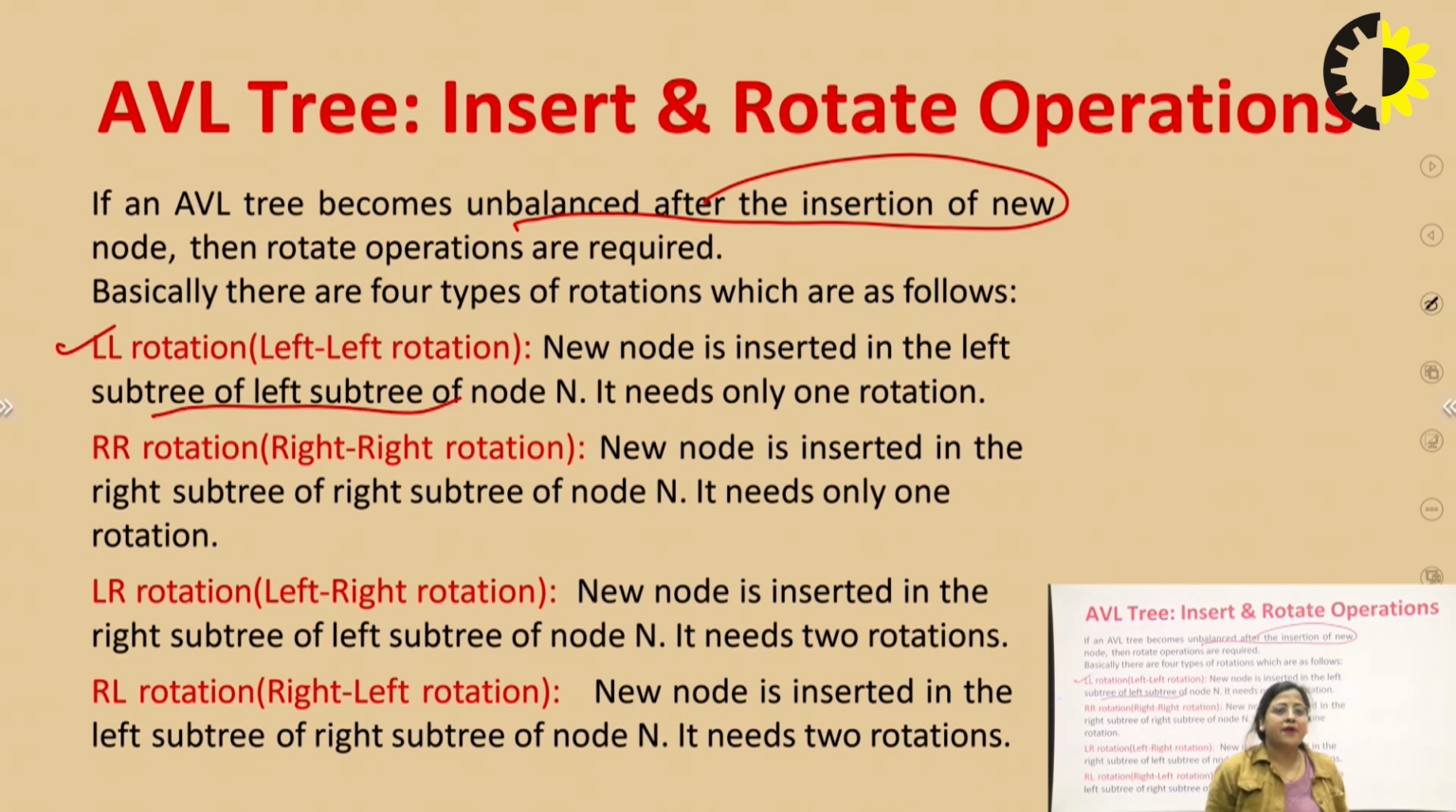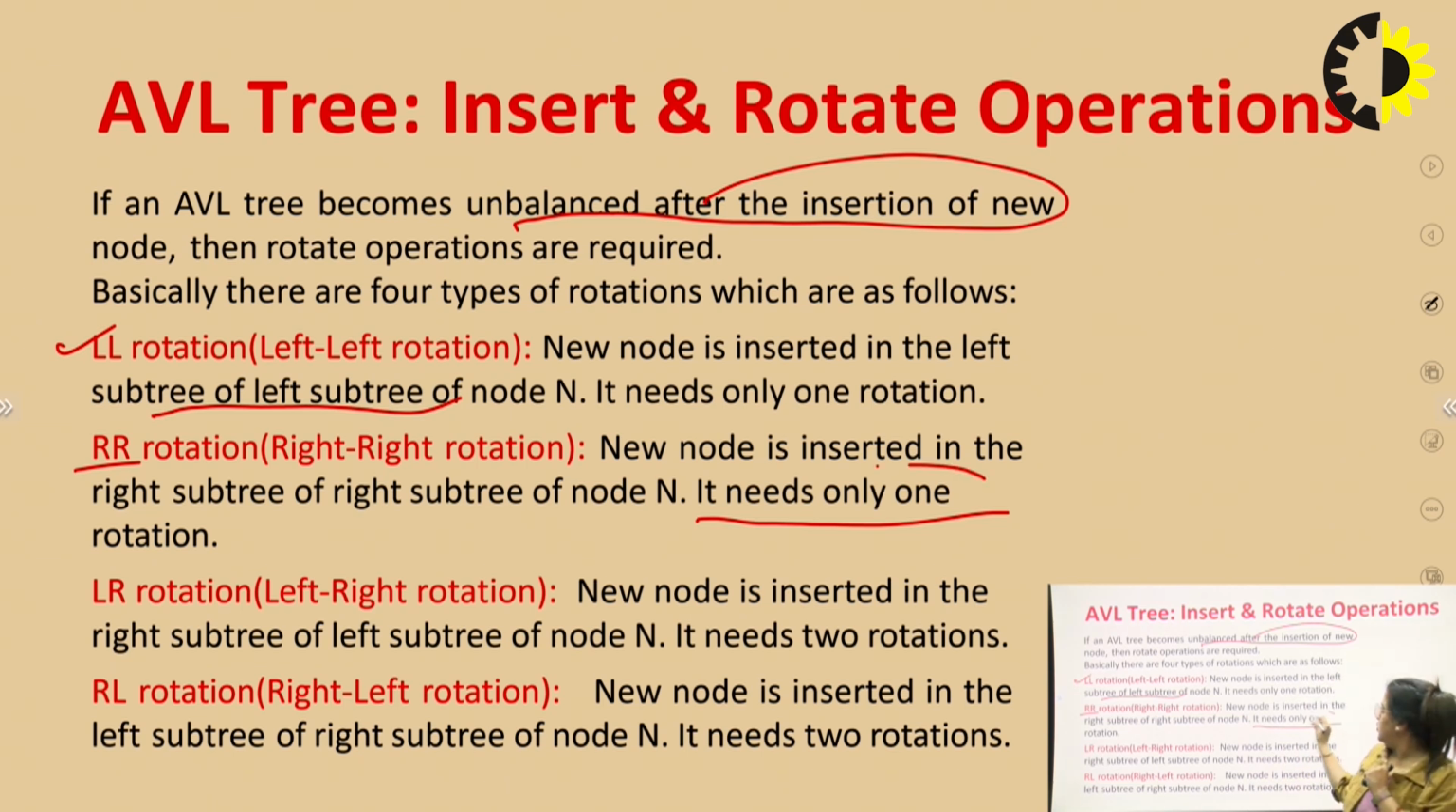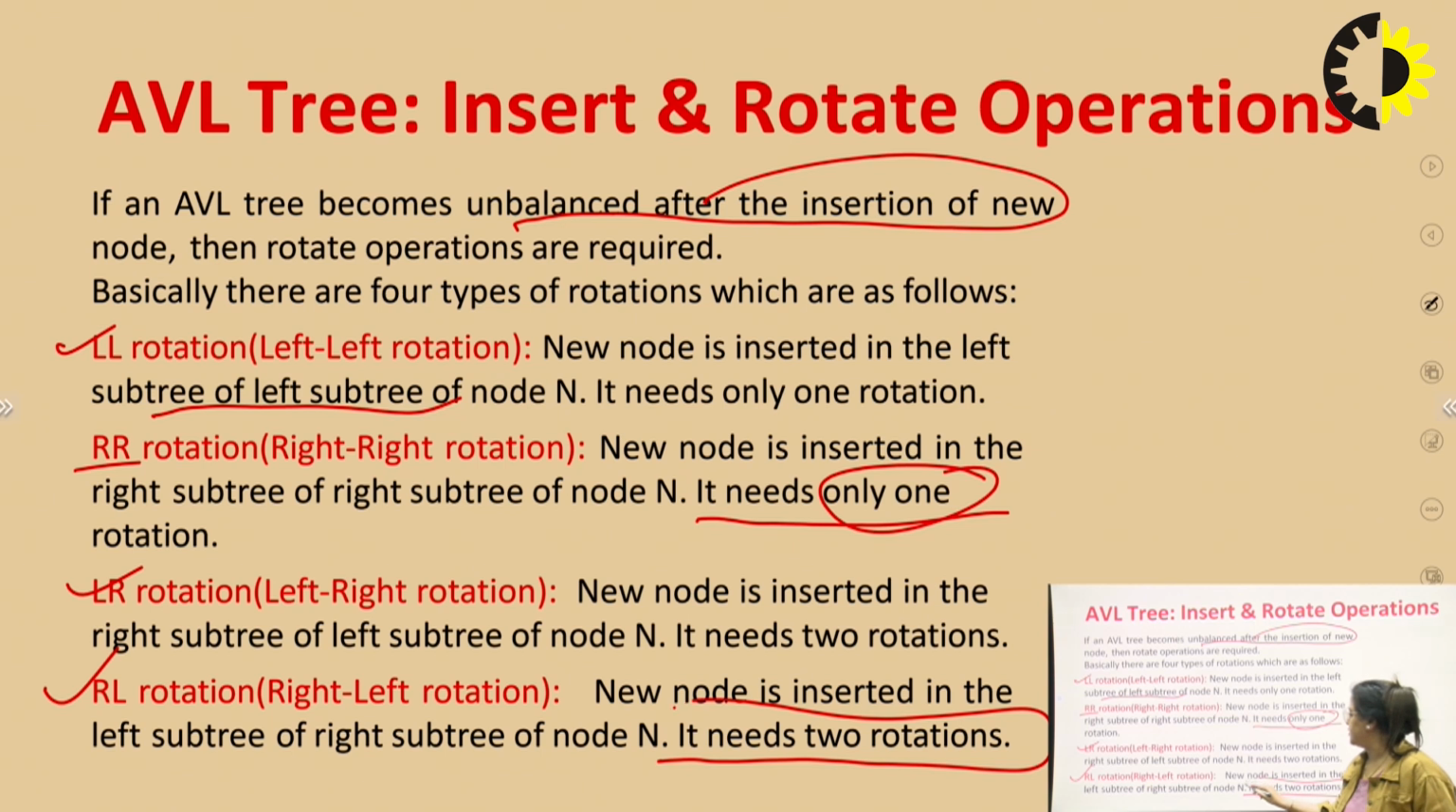Okay, right rotation means the new node is inserted in the right subtree of node N. Then it needs only one rotation. It means when you use LL or RR rotation, you need only one rotation. But when you use the last two rotations, LR rotation and RL rotation, you need two rotations.